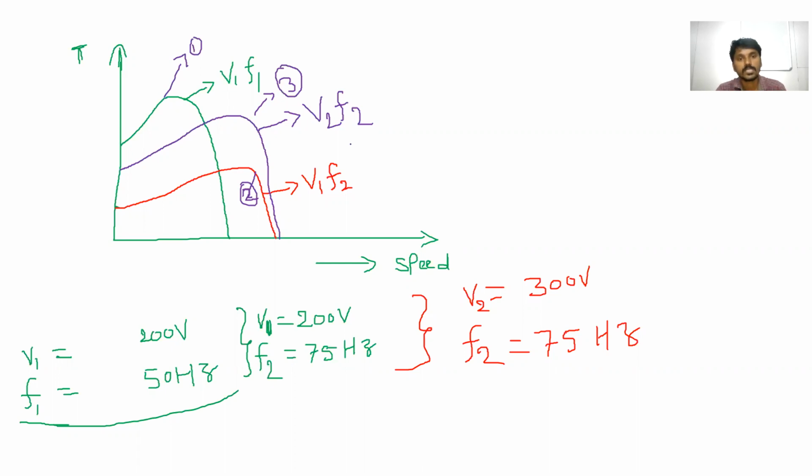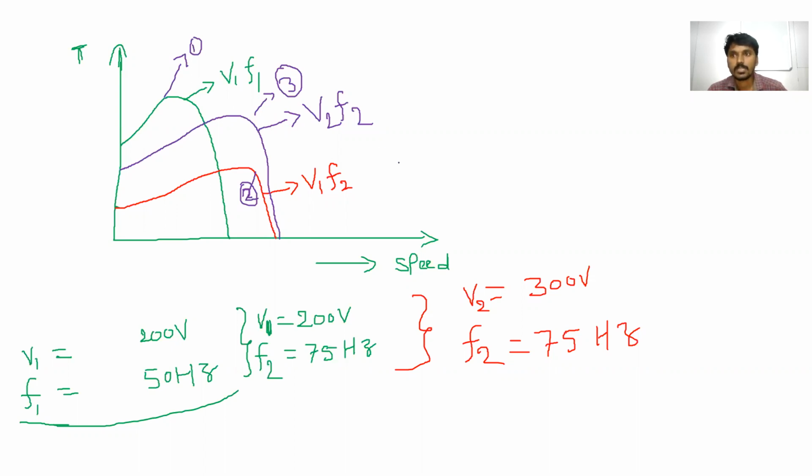Clear? So from this graph, what we can say here: if voltage increases and frequency does not change, then it will operate at one magnitude of the torque. If the frequency increases and voltage does not change, then it will operate at another magnitude of the torque. Means the torque is not going to be maintained constant here. The torque is not going to be constant.